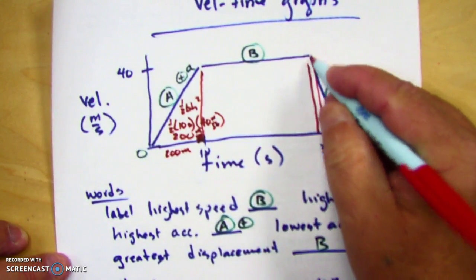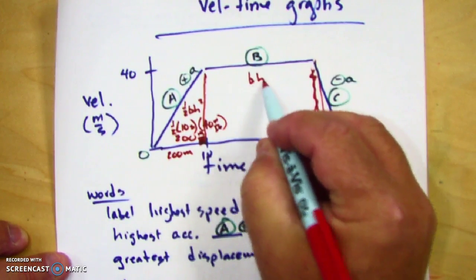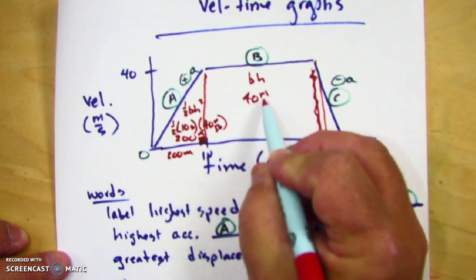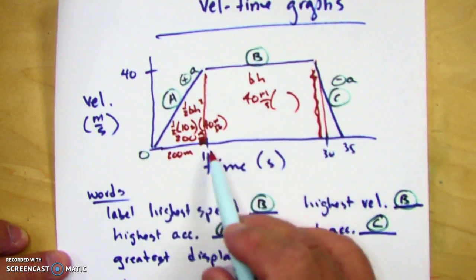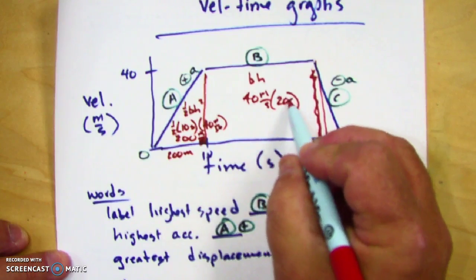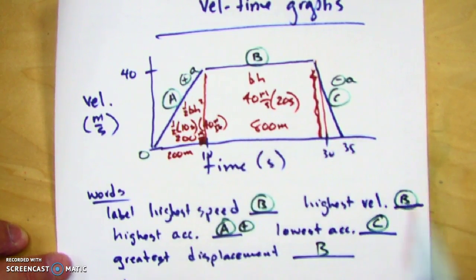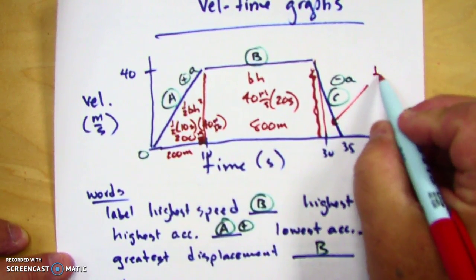Let's make that line up with that. Well, that's easy. That's simply base times height, which is going to be 40 meters per second times your time of 20 seconds, 800 meters. The last one would be that, which would be 1/2 base times height.